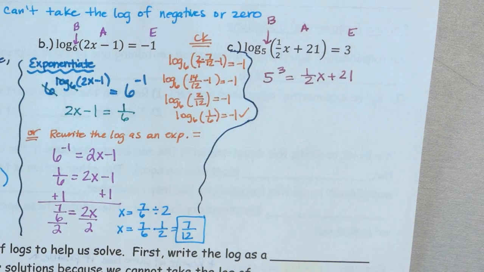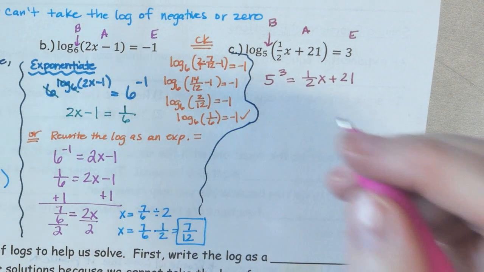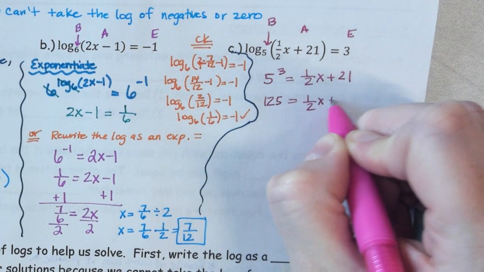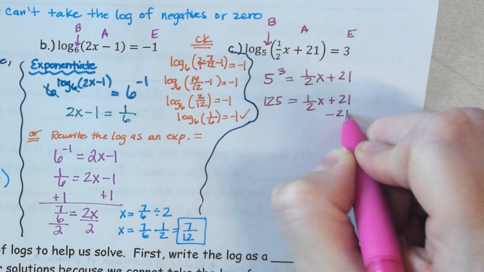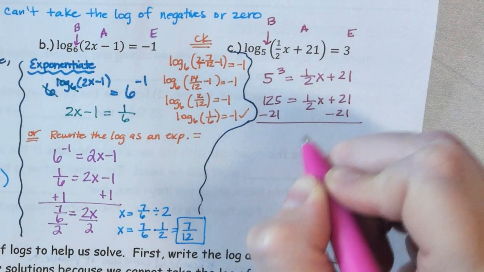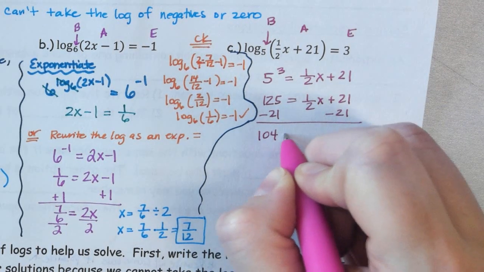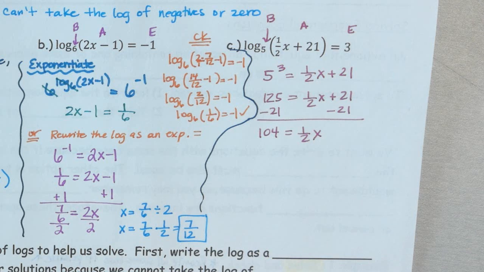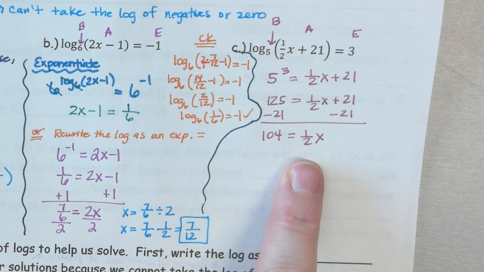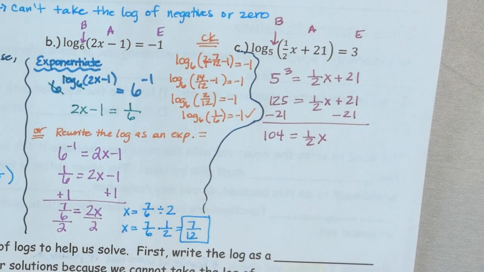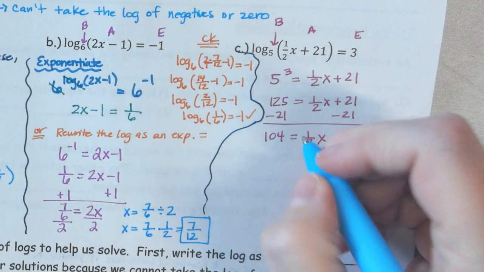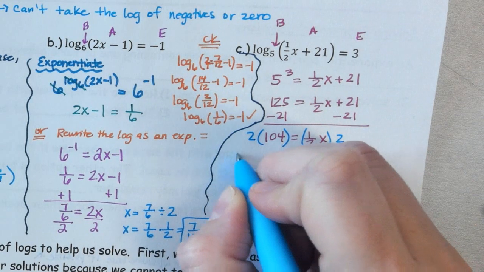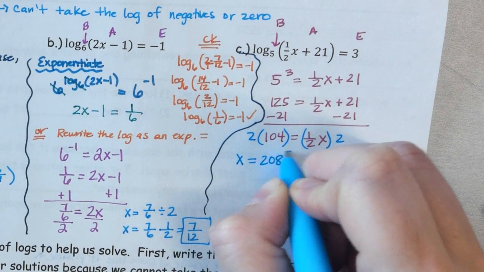Okay, so now we just have to evaluate. 5 cubed, Maya, what's 5 cubed going to be? Great. Okay, and if I'm solving for x, I'm just going to subtract 21 from both sides. So this would be 104 equals 1/2 x. And then if I want to get x by itself, Kaden, what do I have to do? Great. Okay, so I'm going to multiply by that reciprocal, which is 2, and then you should get x equals 208.